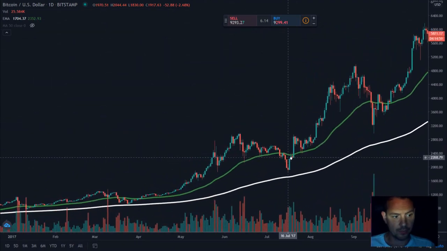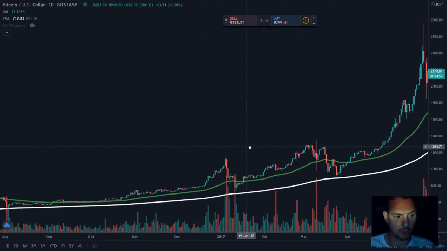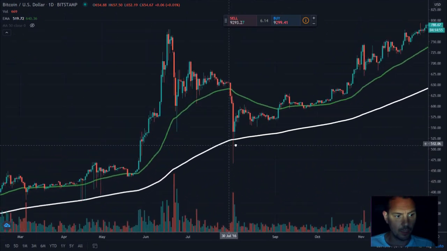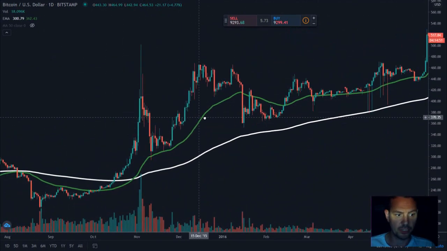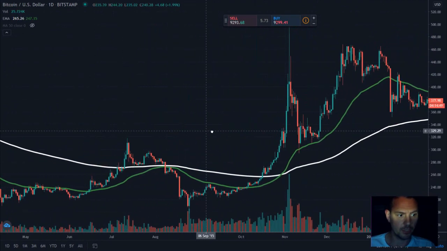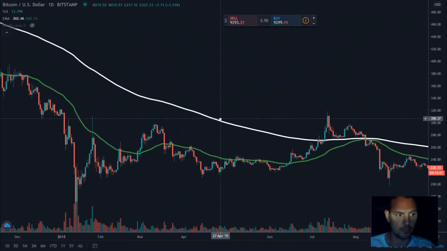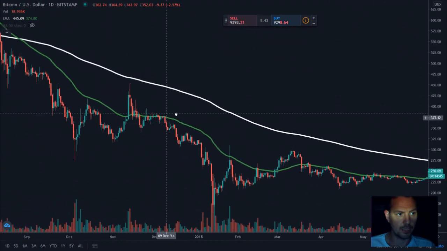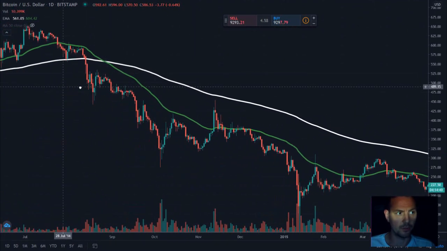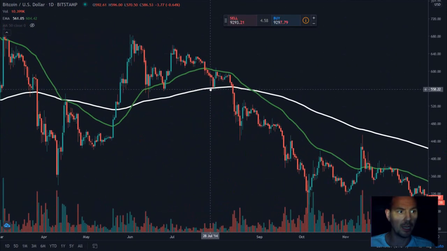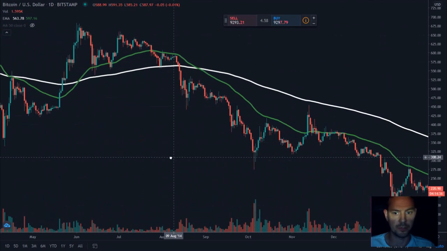So let's go back in time, let's have a look at how this one has played out for Bitcoin. Okay, so you can see that ever since we get above it, we're generally bullish. Okay, when was the last time we were below it for a prolonged period of time? All the way back here. So this is going back quite a long time now, 2014. So we can see how we're below it for quite a prolonged period of time.